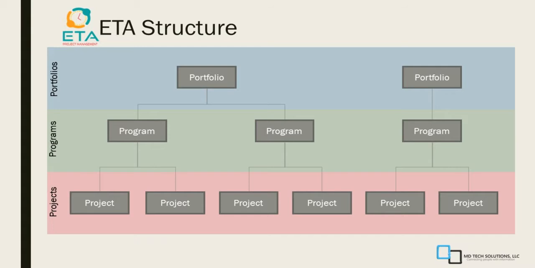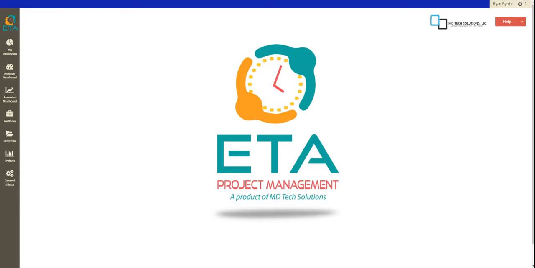The ETA divides projects into groups called programs. Similarly, these programs are grouped by portfolios. Every project, program, and portfolio has a dashboard summarizing information for the entities inside of it. Similarly, there are views summarizing all projects, all programs, and all portfolios. Finally, there are views intended for the individual, such as My Dashboard, the manager, such as the Manager Dashboard, and the executive, such as the Executive Dashboard.